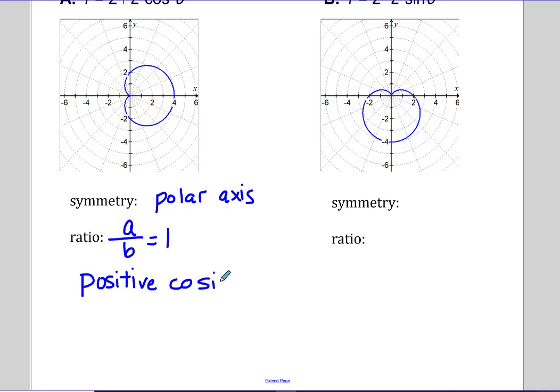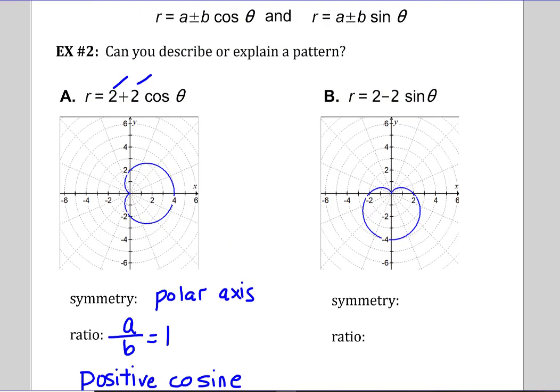Since it's 4, 2 plus 2, it's positive cosine, 2 cosine. So that's how I know it goes to the right. That's one of the patterns. And there's going to be a little trick to graphing.